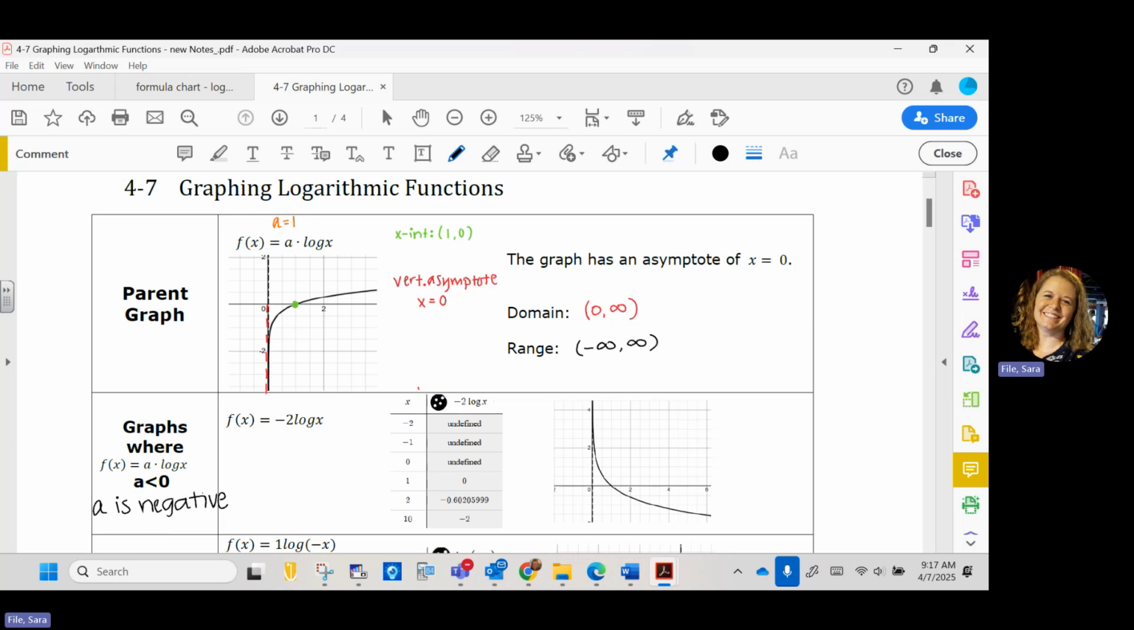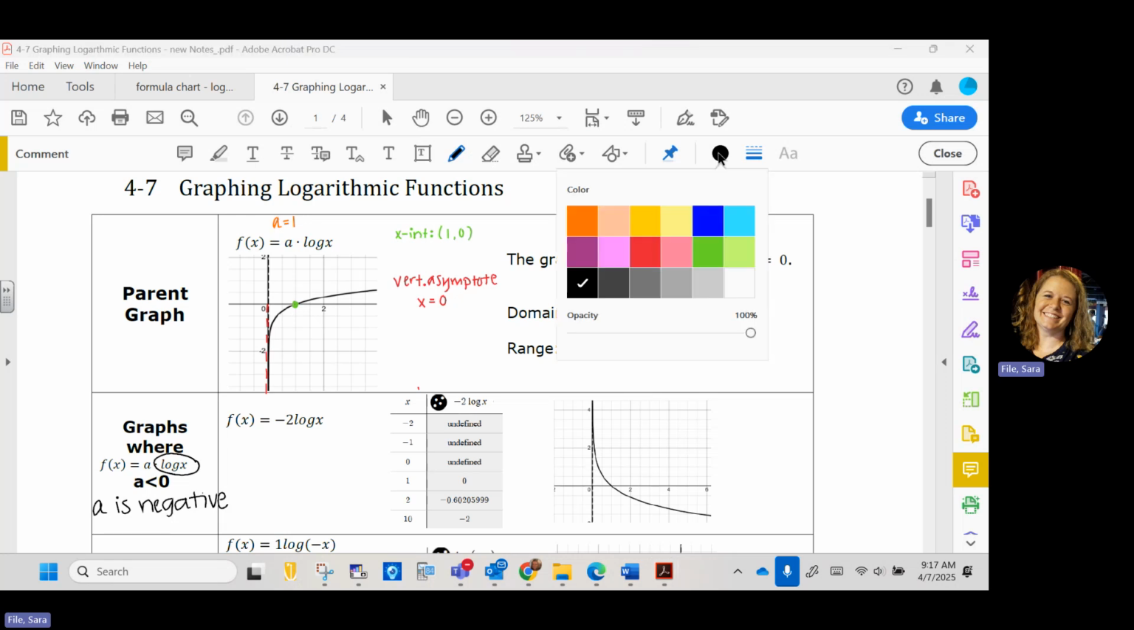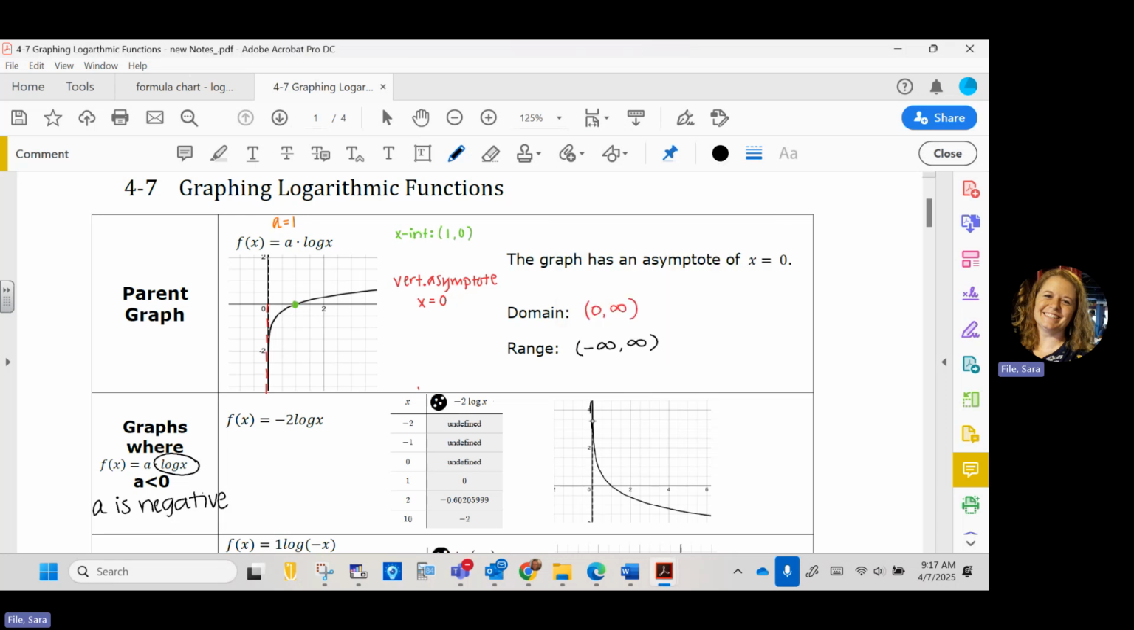So when a is negative and you're taking log of x, your graph is on the right side of the asymptote. Oops, I wanted that to be in red. I'm going to accentuate the asymptote here. And it is decreasing. So it is this shape. Okay. And it's because of that negative there. We're not worried about the 2 right now. We'll talk about the 2 later. We're worried about just the general shape of the curve.